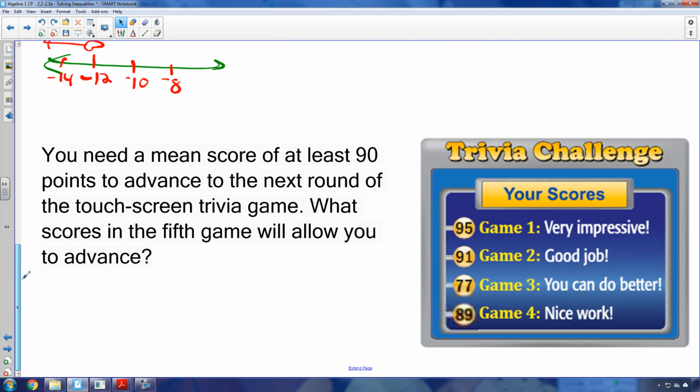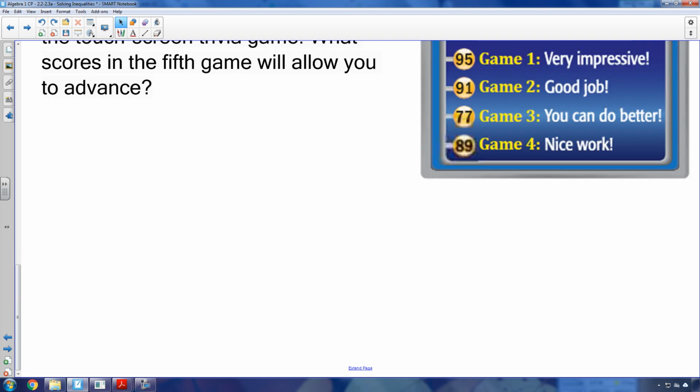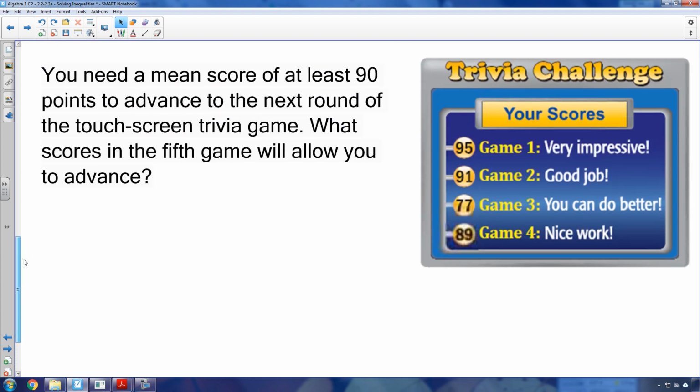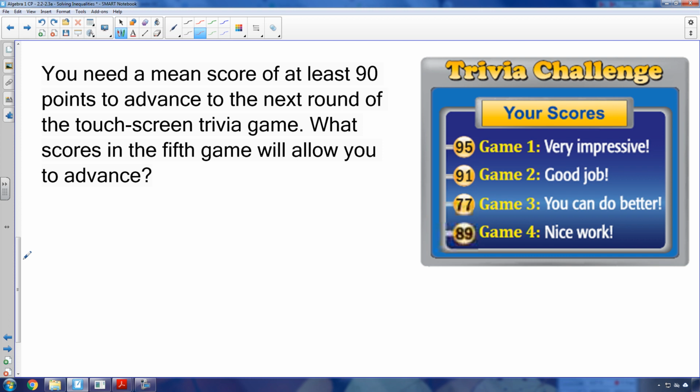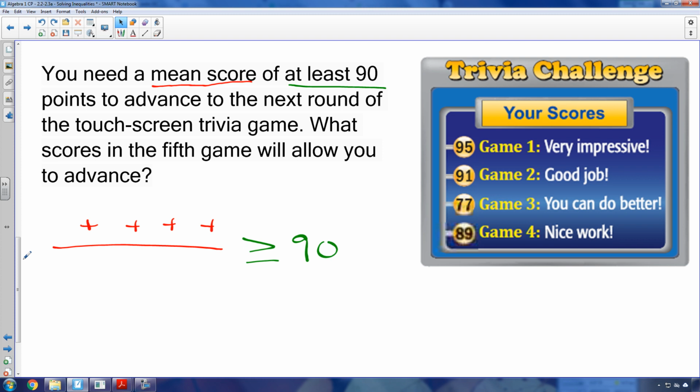This problem is talking about mean. And we know that a mean score means that you add up all of the numbers, right? So whatever there are, and divide by the number of numbers. And they did say at least 90, so I'm going to say greater than or equal to 90. And they said that you have 4 games you've already played. You're going to have a 5th game that you're going to add. So we're going to have 5 games total, right?